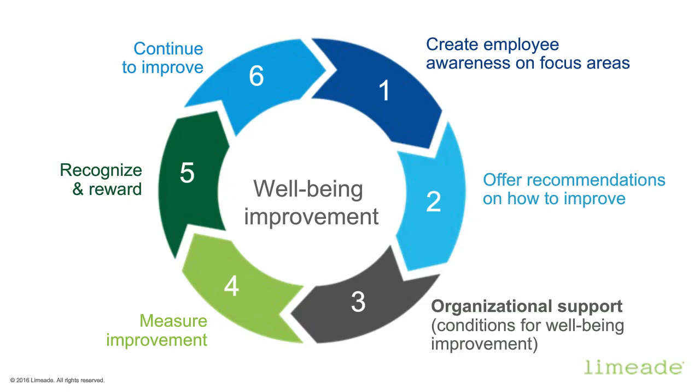When we think about the process for actually improving well-being, we think it follows these 6 basic steps. So first you create awareness, and we tend to use a well-being assessment to do that. You offer ideas and recommendations for how to improve. You make sure that the organization is supporting the person in their well-being improvement, and you measure that change over time. We also think there's something important about recognizing and rewarding well-being improvement. And remember, back to that self-determination theory, where people need to feel a sense of competence that they're actually mastering things. And then, of course, like anything that really is important in life, you're never really done, and you can continue to improve.